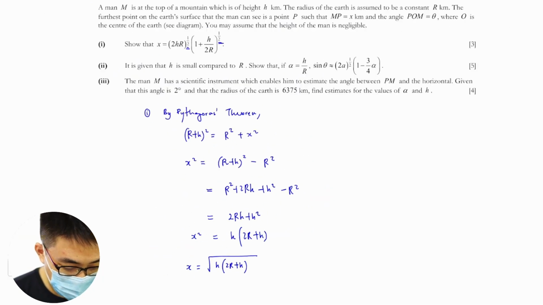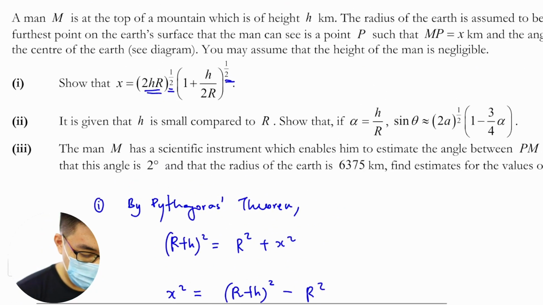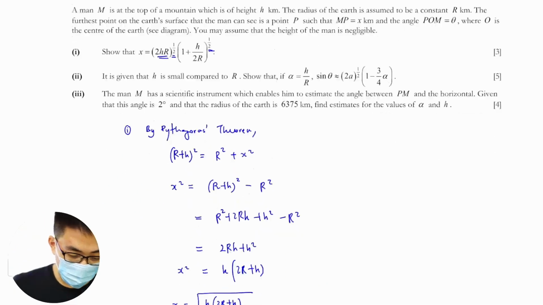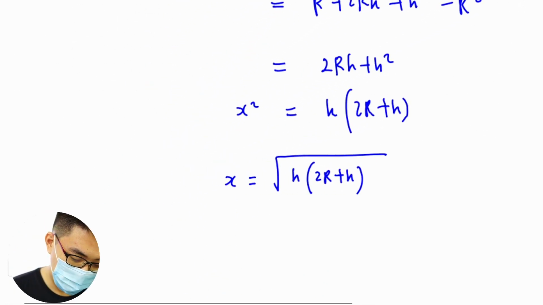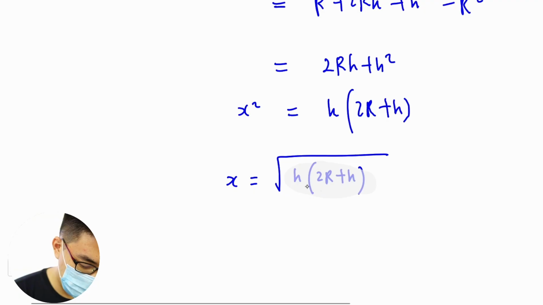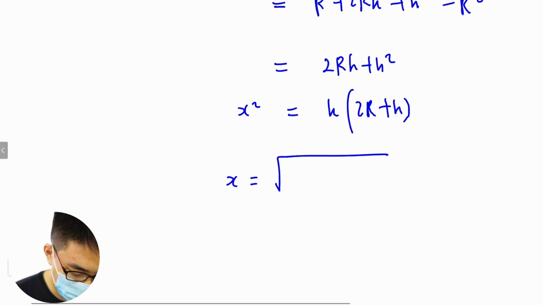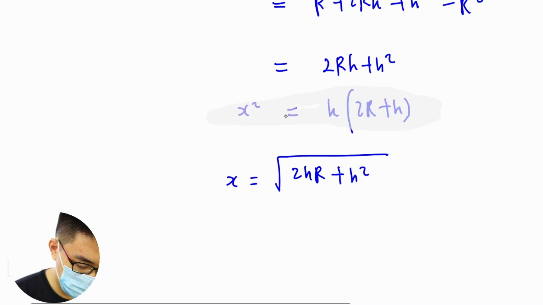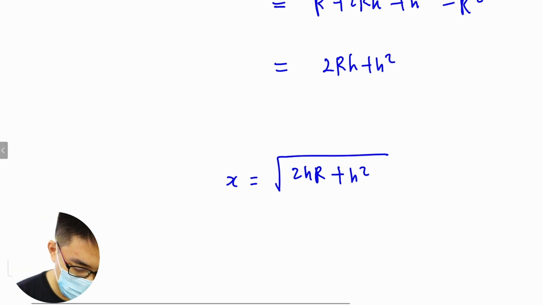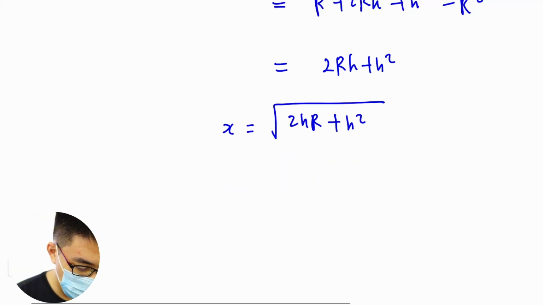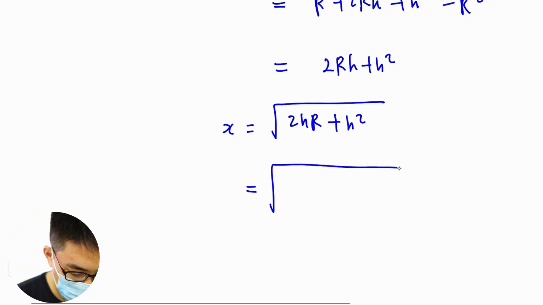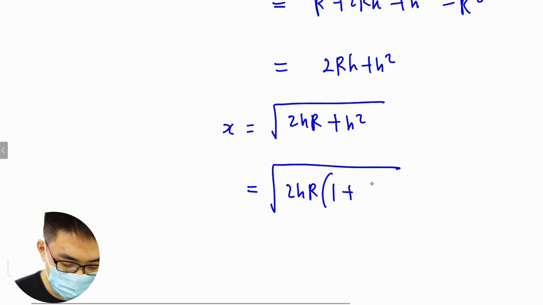Okay, but you see, what do they need? 2hr, right? Factorize the 2hr out. They factorize the 2hr out. So maybe 2hr. You just factorize the 2hr out. Okay, here, this will be 1 plus h over 2r. All right.